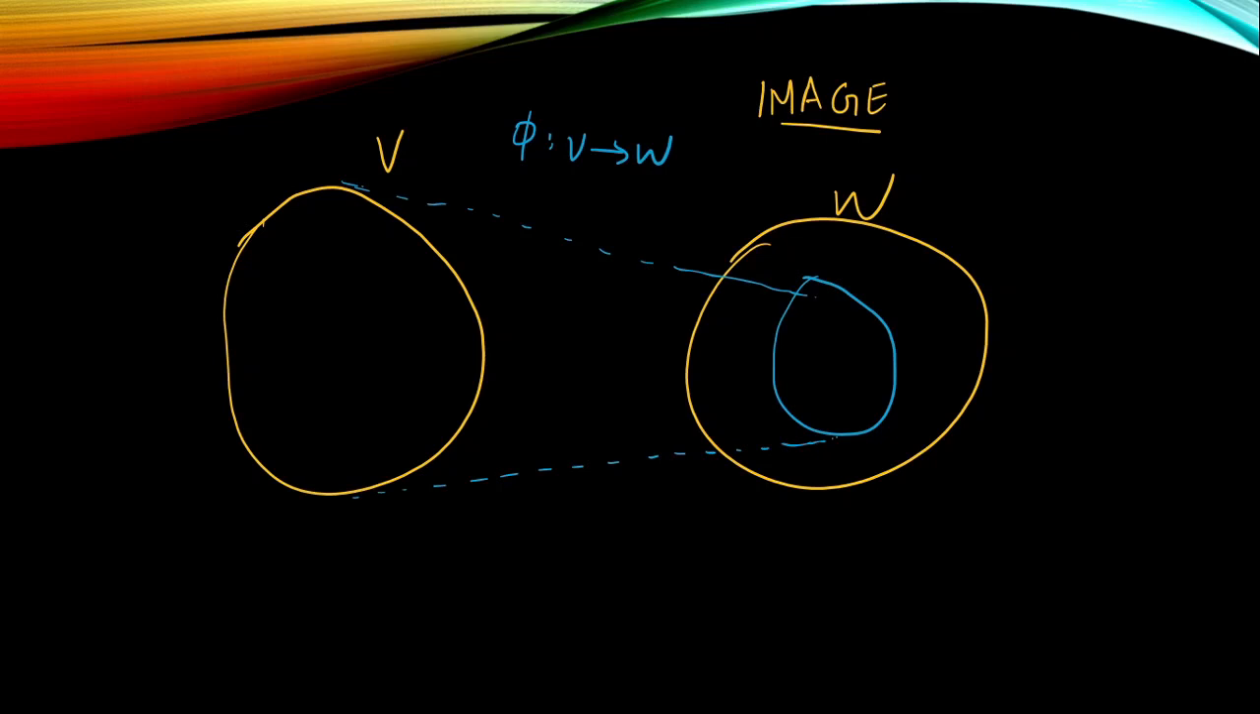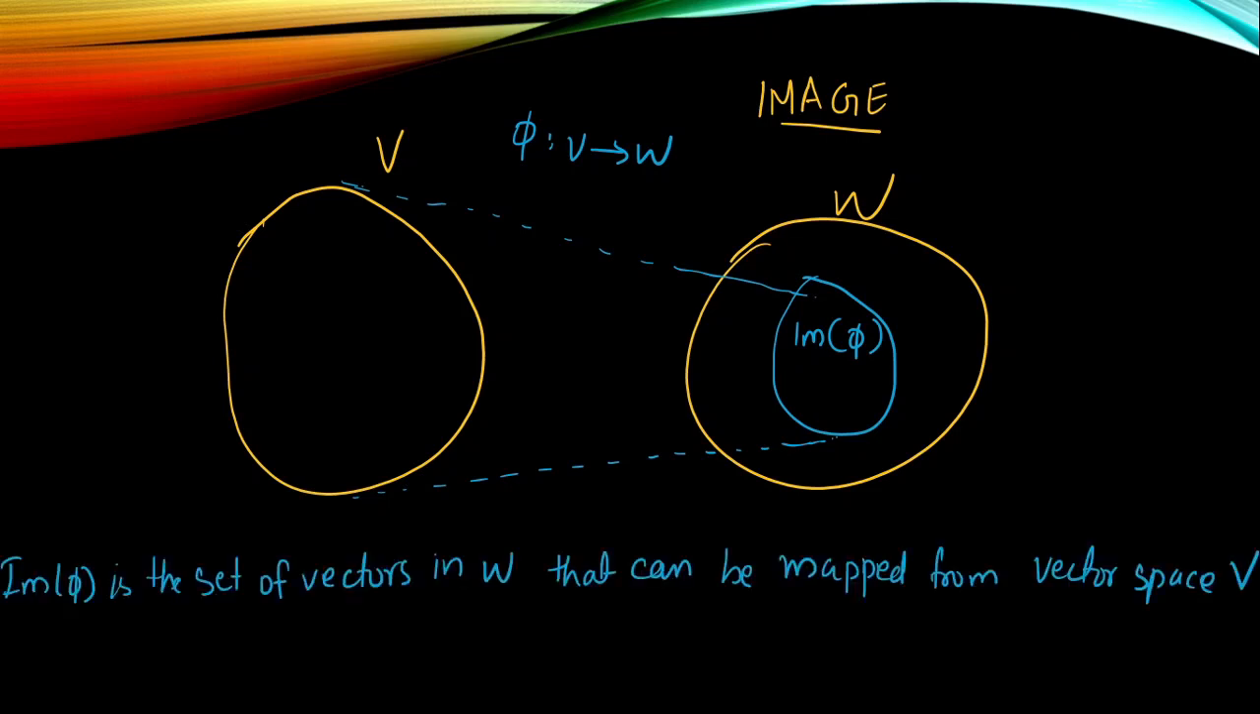Then the vectors in V can be mapped to W, and that mapped set is called the image of phi. So this subset of W, which is mapped from V, is called the image of phi. The image of phi is the set of vectors in W that can be mapped from vector space V.